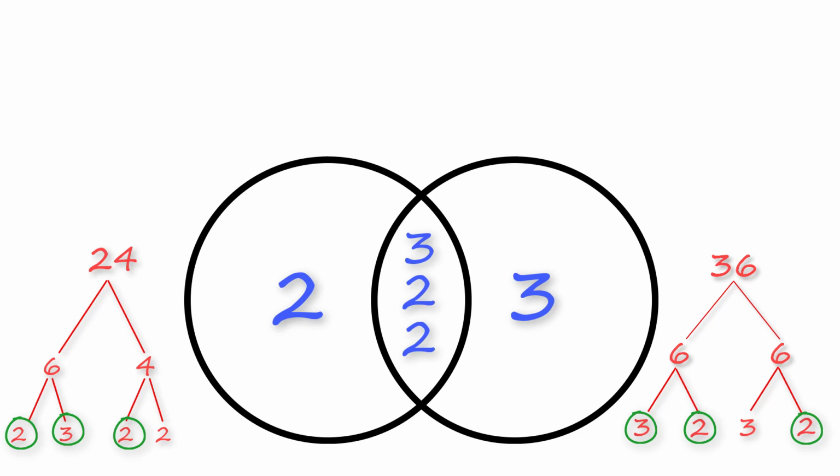To find the GCF, simply multiply all of the values inside the common factor area. 2 times 2 times 3 is 12. This means that 12 is the greatest common factor of 36 and 24.